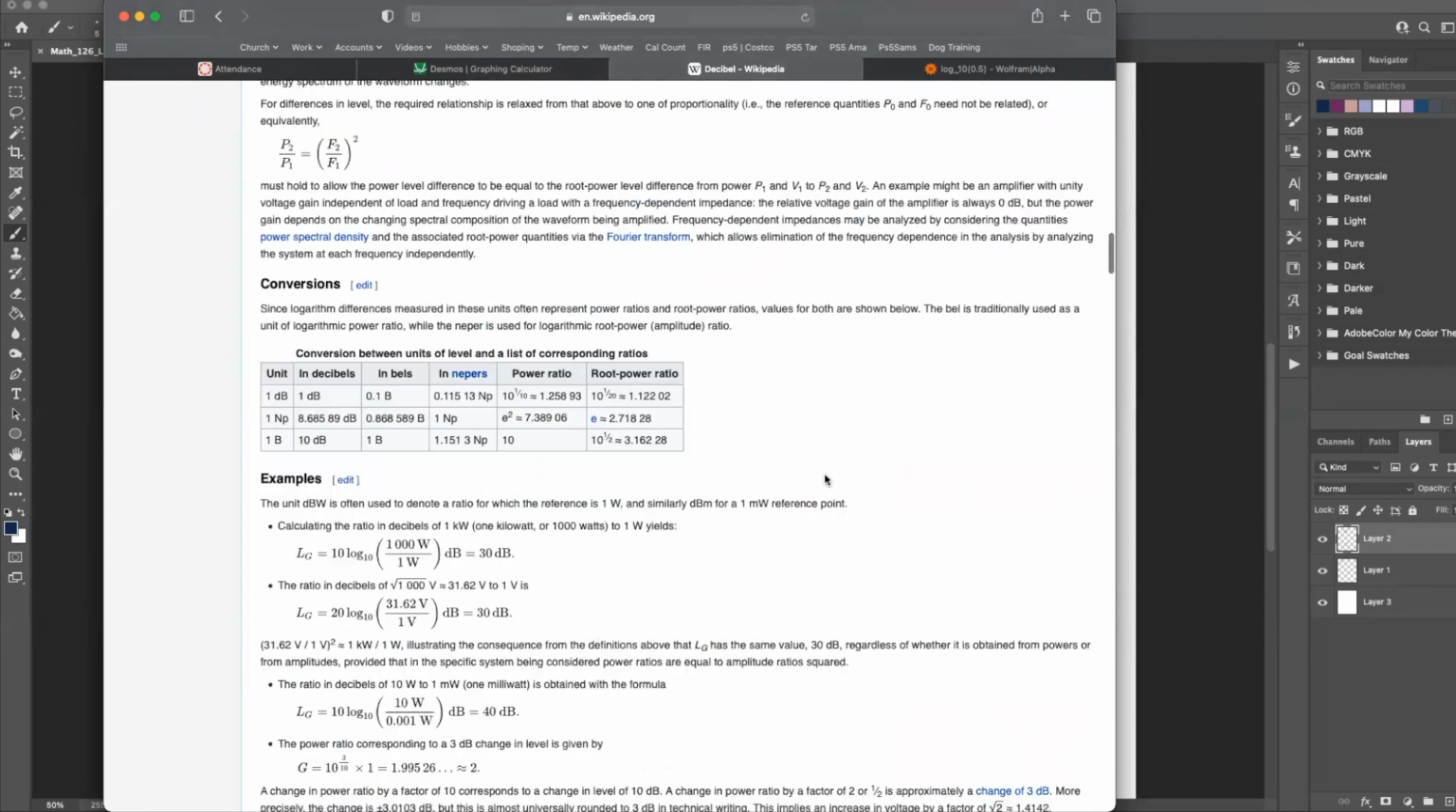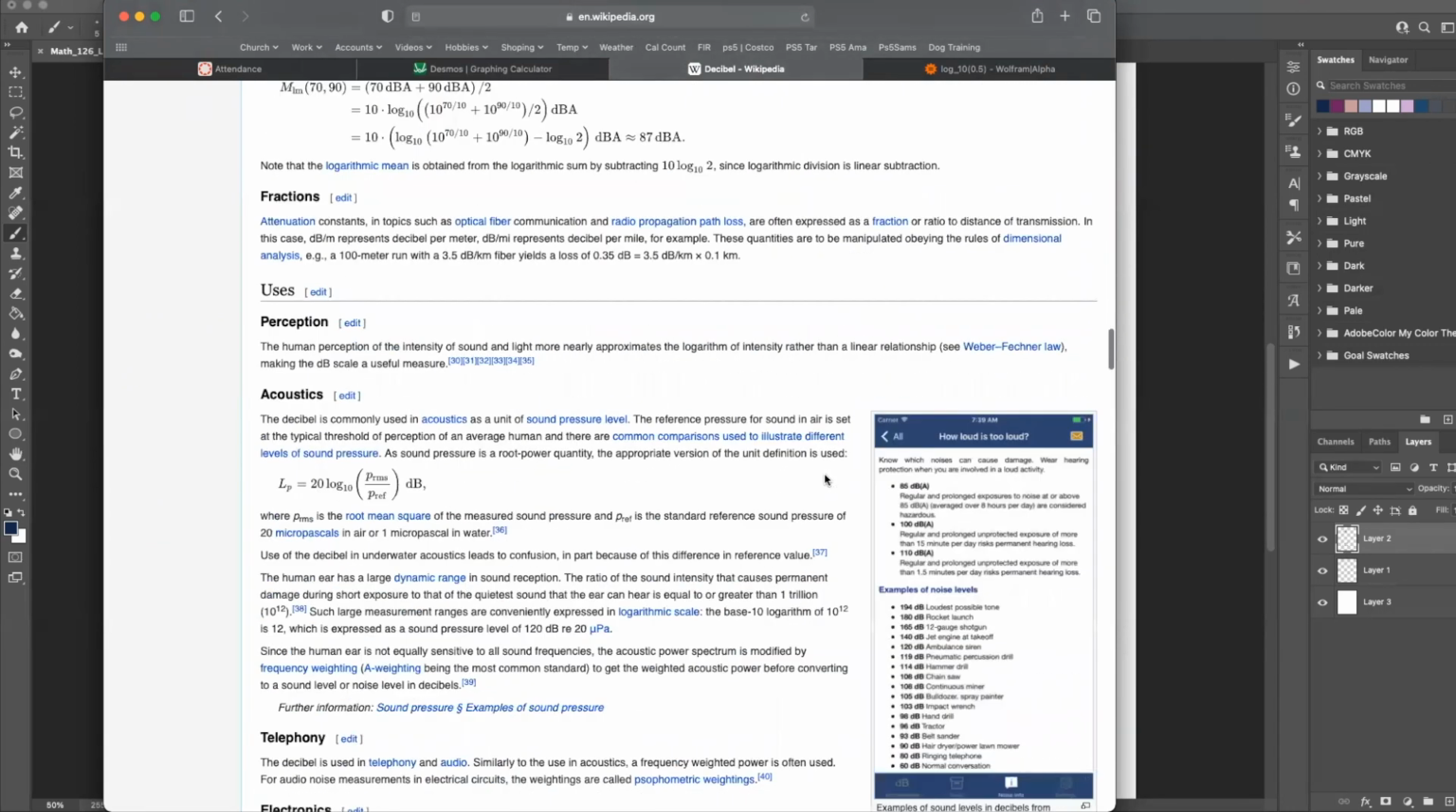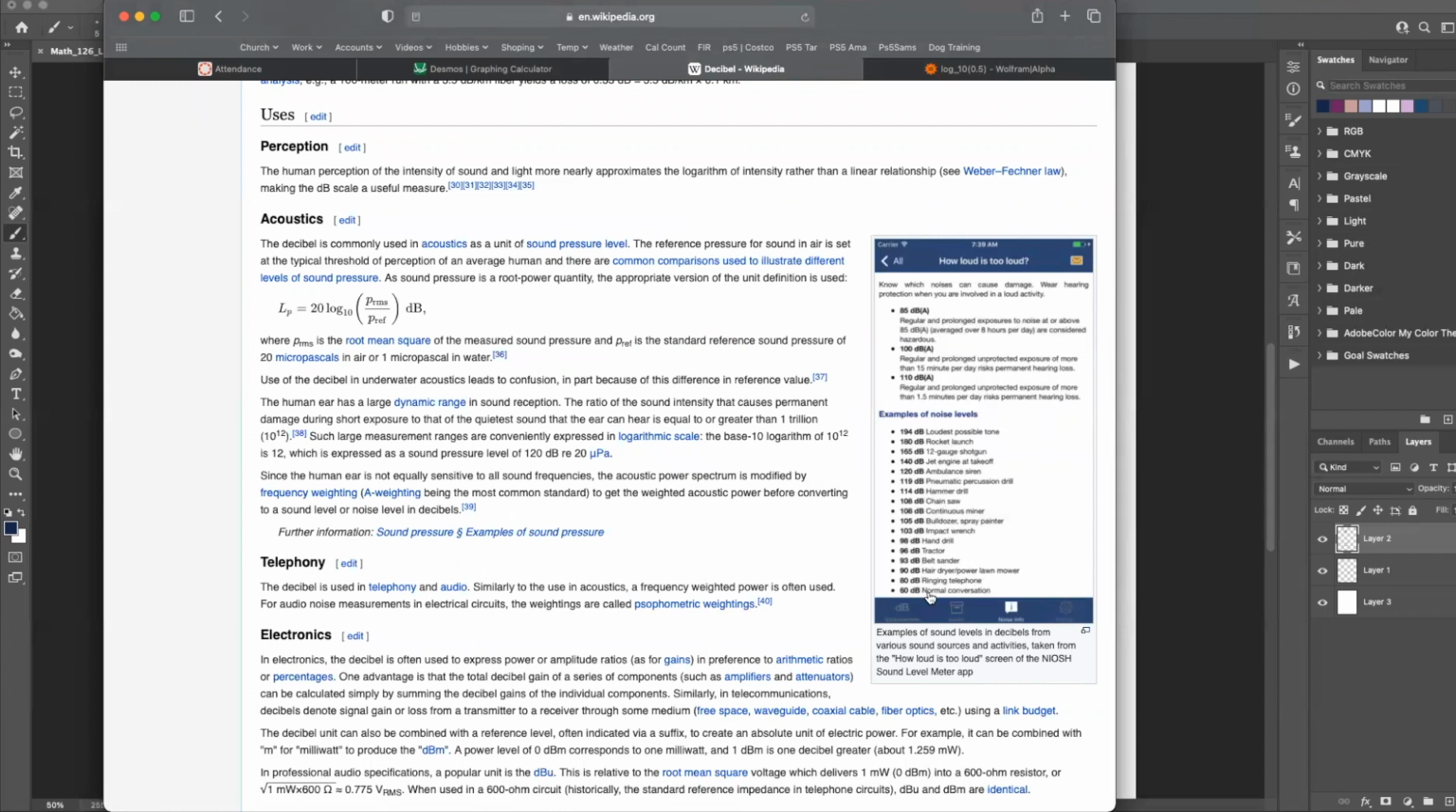Let me see if I have examples somewhere. You can really get into this. All right, so here, normal conversation, me talking to you, is about 60 decibels. Ringing the telephone is about 80, and a hairdryer or a lawnmower is about 90. Normal conversation, a ringing telephone, and a mower don't sound that much different to you. I mean, it does sound louder, right?